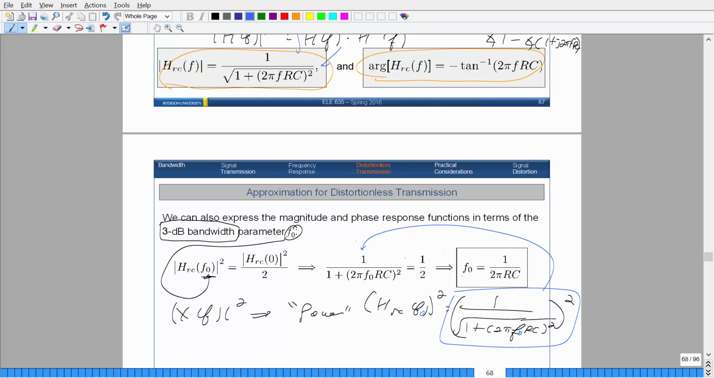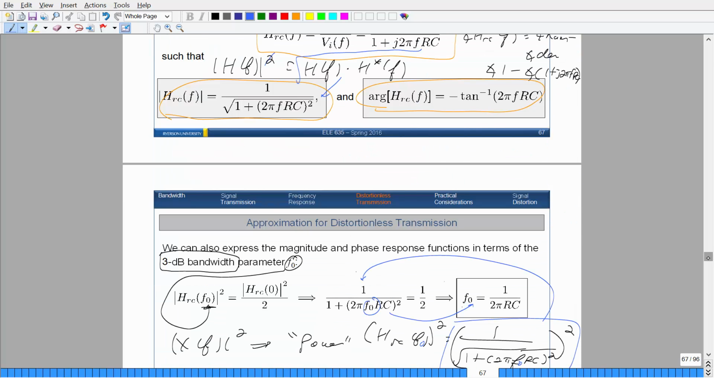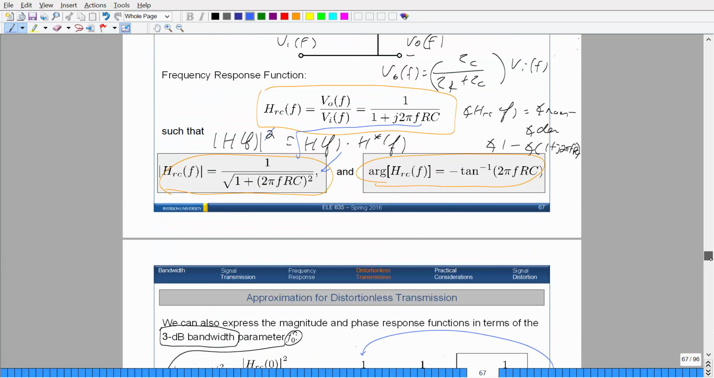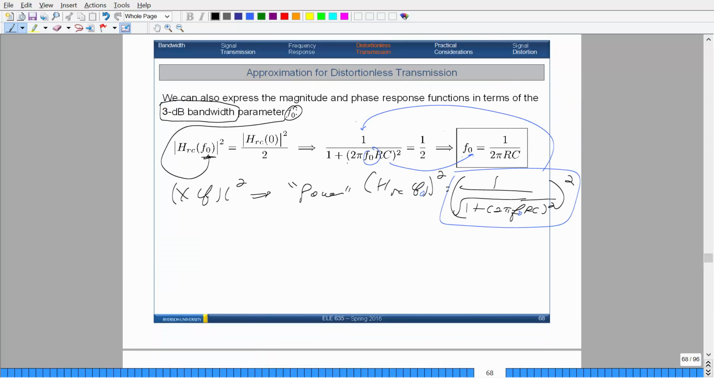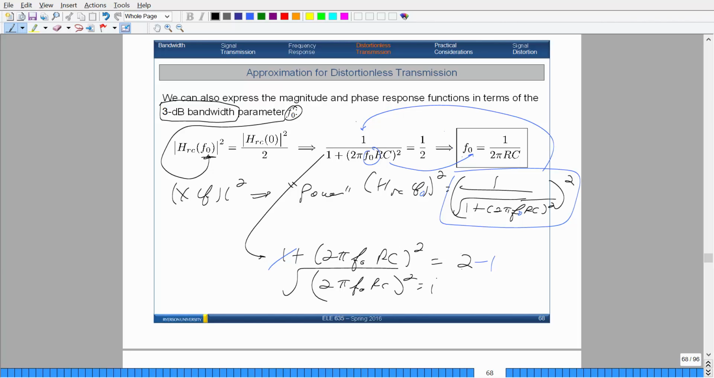And then when you solve this, all you have to do is take the inverse of both sides. When you finally solve for this, you'll get that. I'm not going to show you how to do that, but actually, sure, what the heck. If you wanted to solve for this, just take the inverse of both sides. So you get 1 plus 2 pi f0 RC squared equals 2, because you're doing the inverse. Then you can subtract 1 on both sides, and you get 2 pi f0 RC squared equals 1. You take the square root, and then you rearrange, and that's what you get.